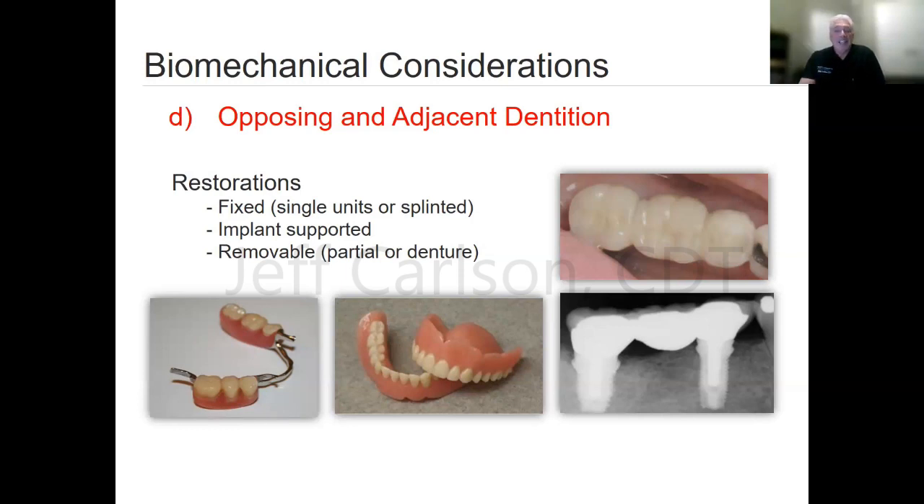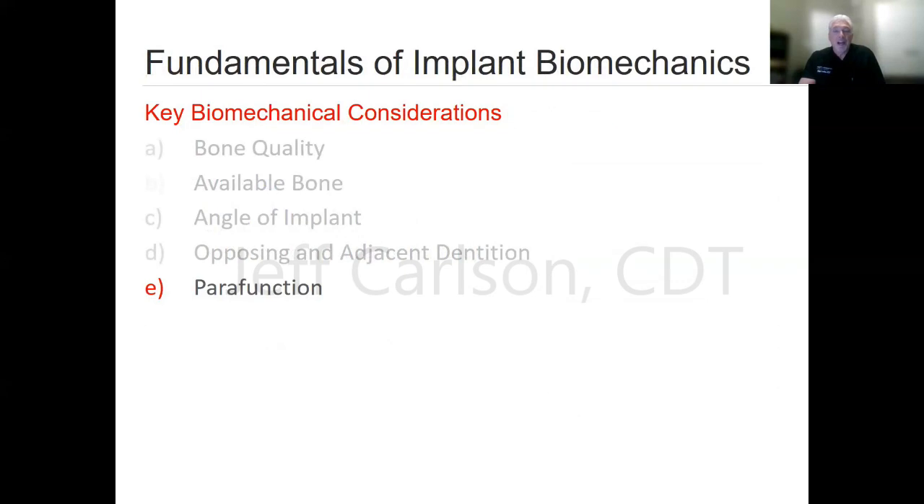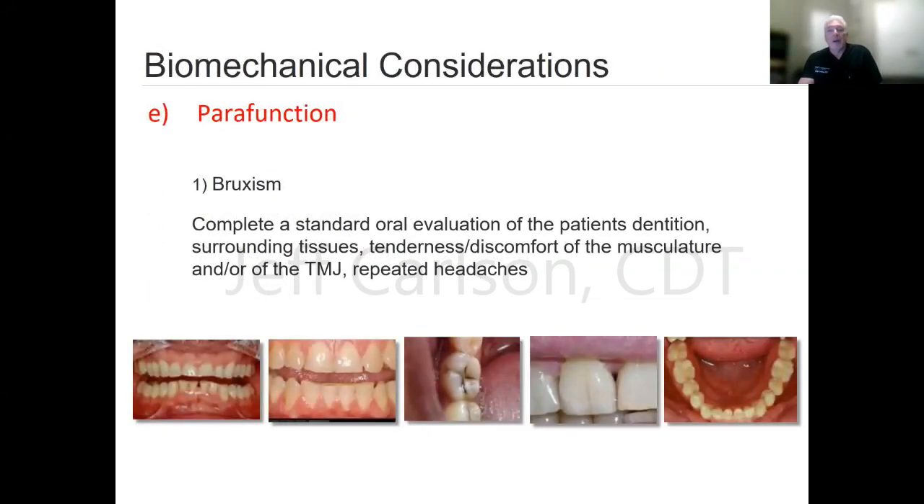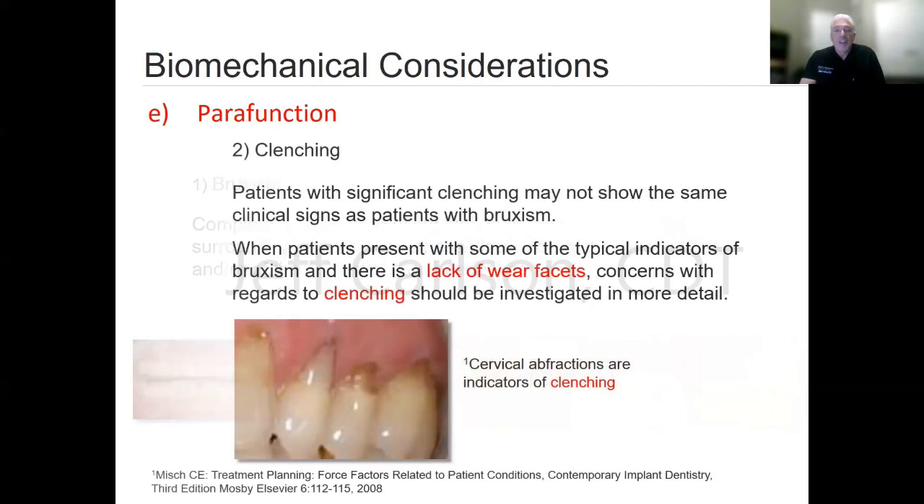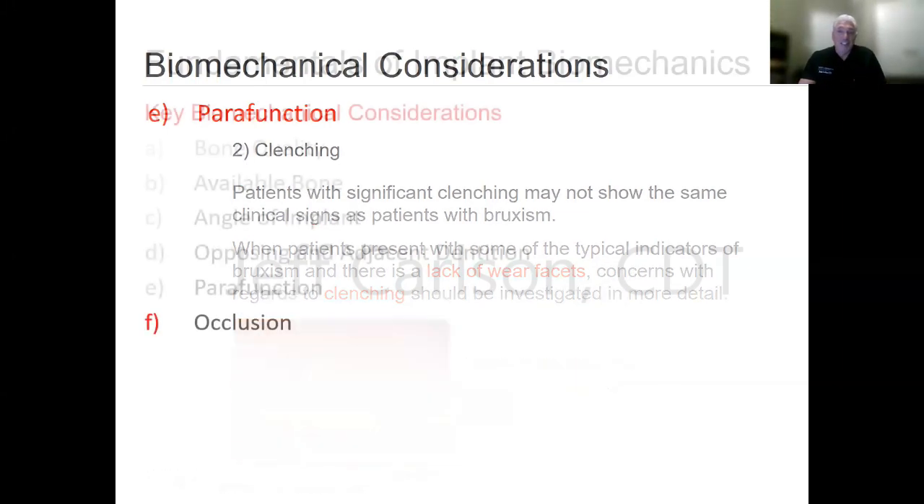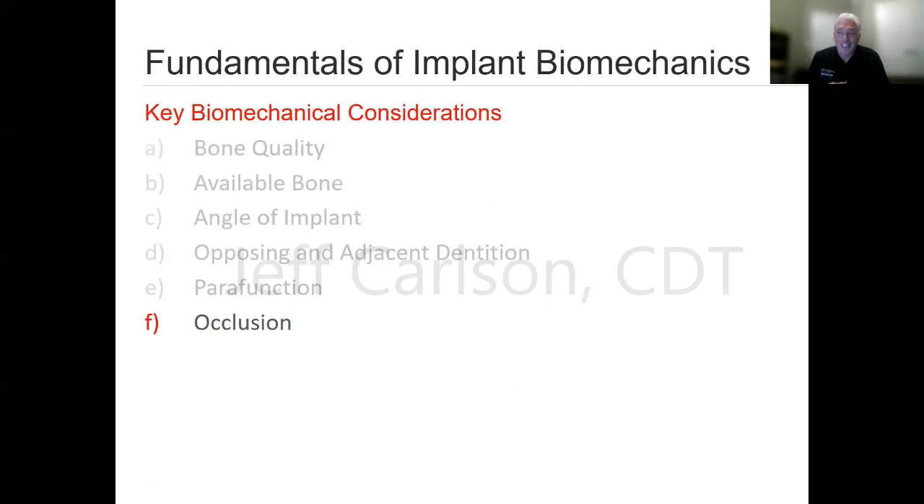Biomechanically, how many implants do you need? It's going to be different if you are opposing a supported implant prosthesis versus partials or dentures. Parafunction should always be evaluated. Look for the indicators. If the patient has natural dentition, look for abfractions as an indicator of clenching. So, what are you going to do to help offset, control, or minimize the effect of parafunction on your implant prosthesis that the patient's expecting to last a lifetime in 2 days?